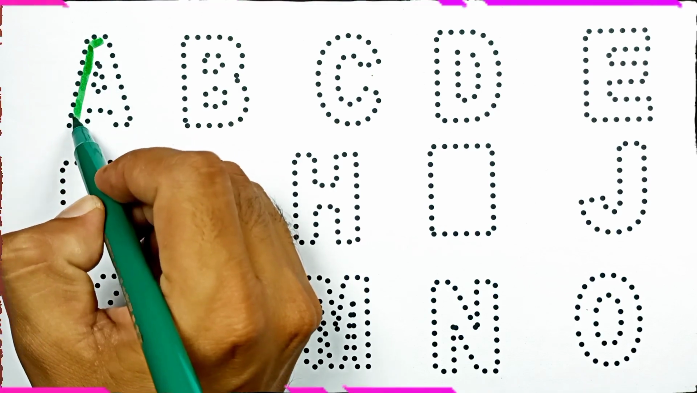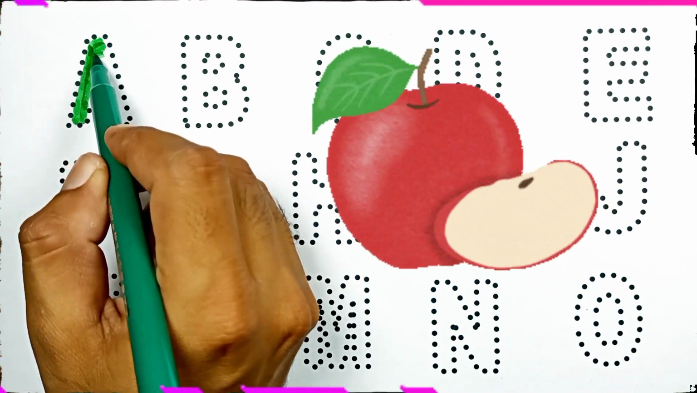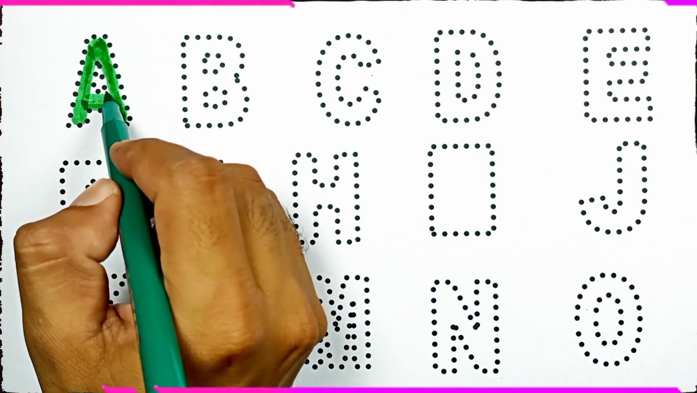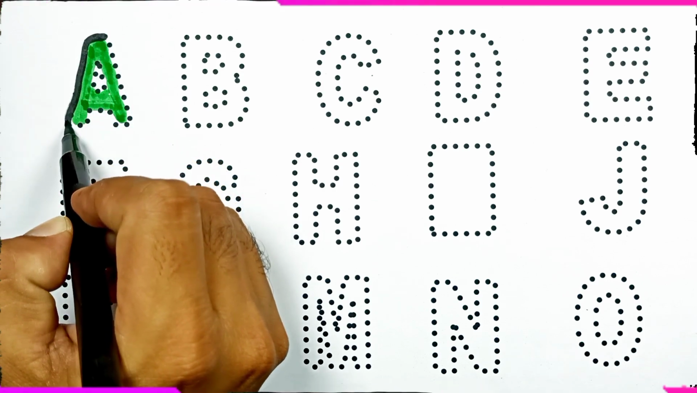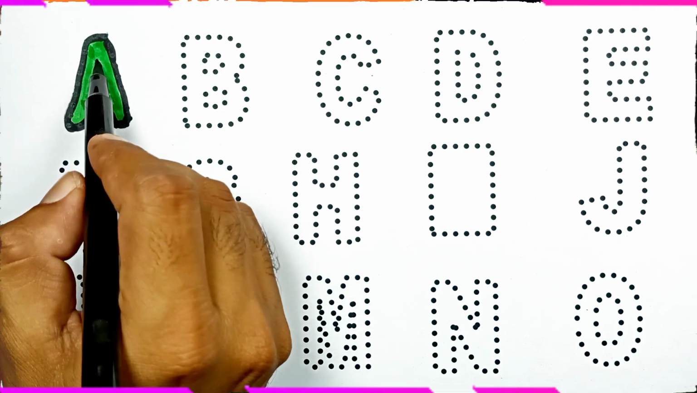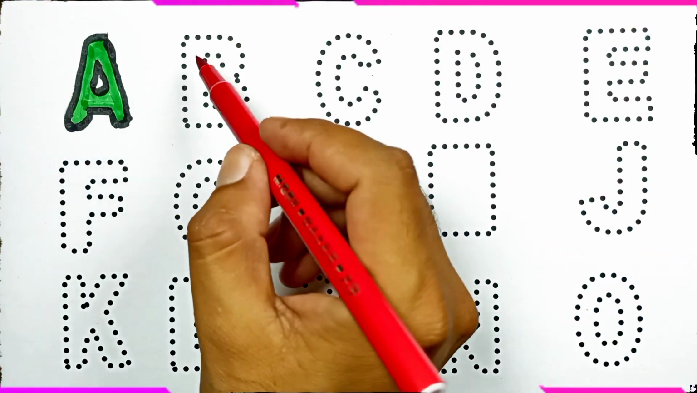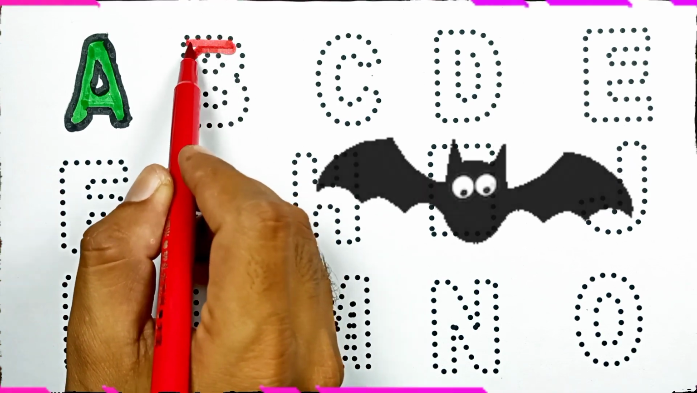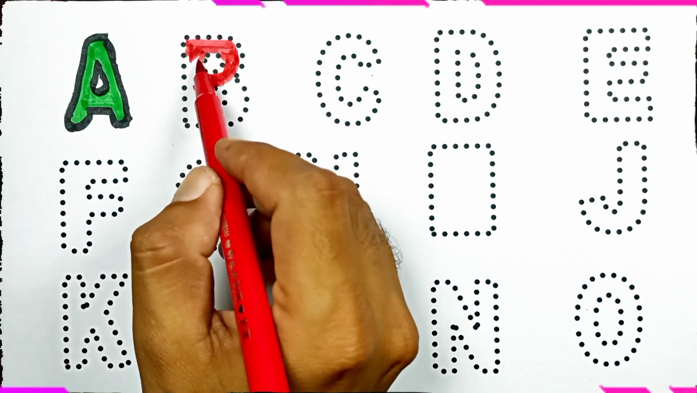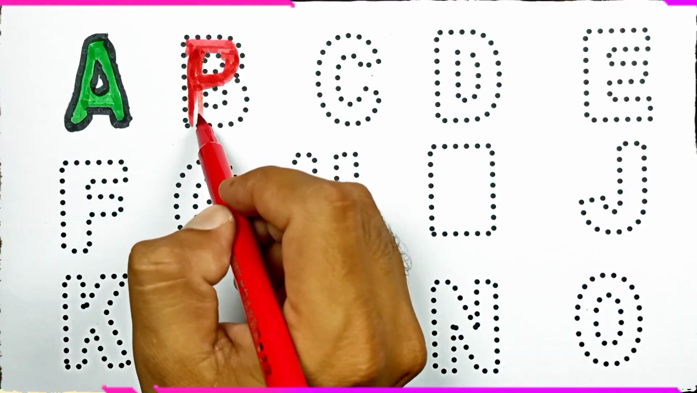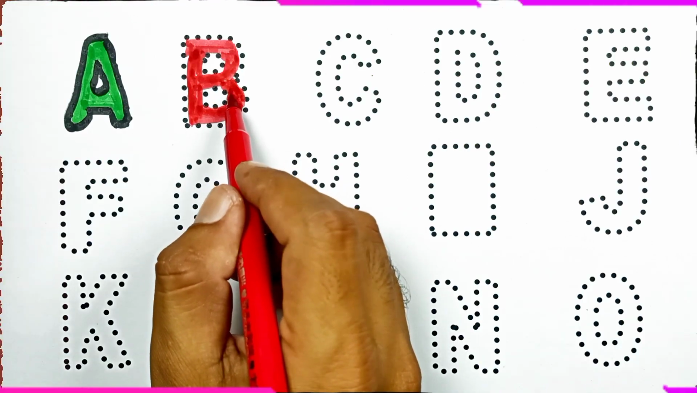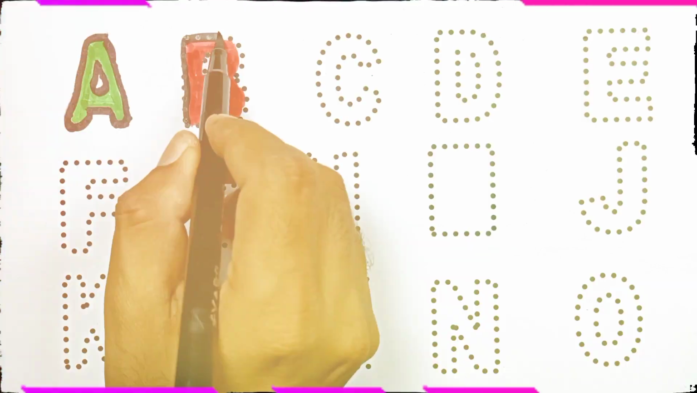Coloring the A for apple. Tracing and drawing the A. White color. Coloring the B for bat. Tracing the B.